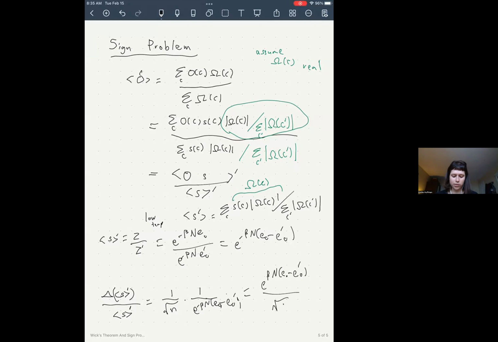And so that's really a problem, because in order to get a low relative error, we've got to keep up with an exponentially growing quantity here in the number of measurements. This really shows that when there's a sign problem, we get exponential scaling with the volume in terms of the number of measurements that we need.